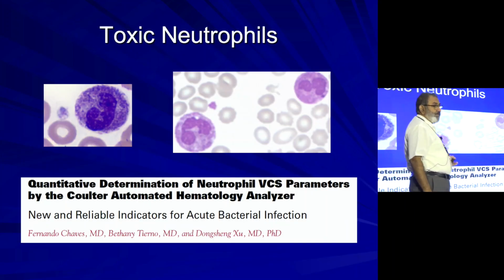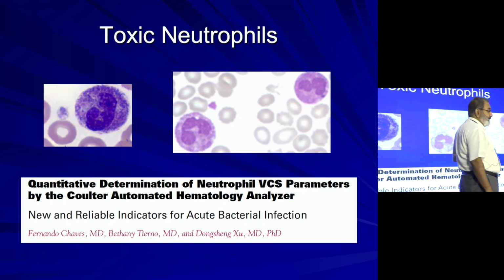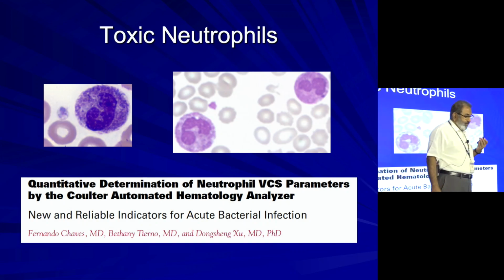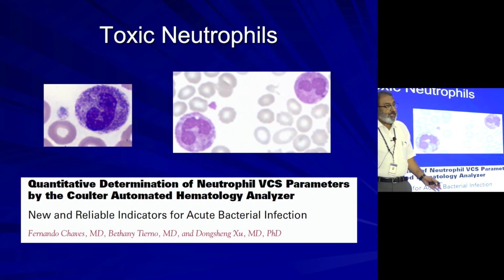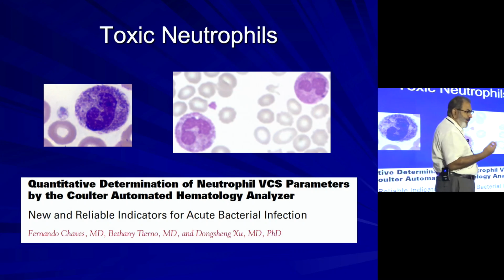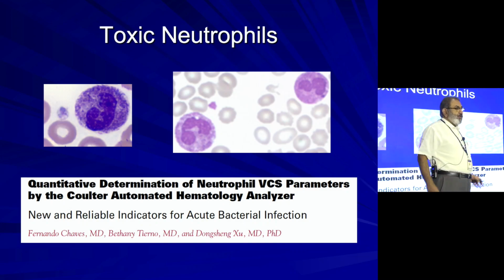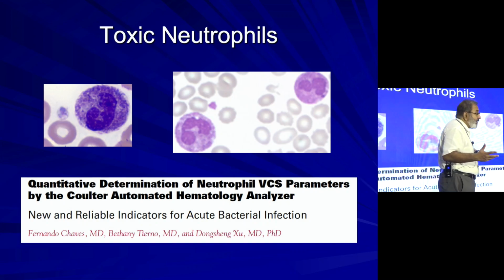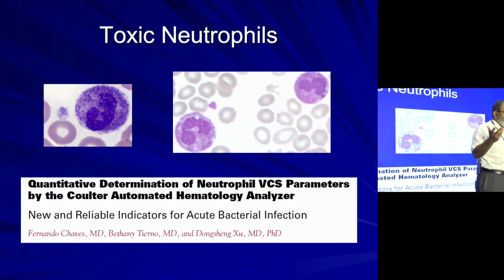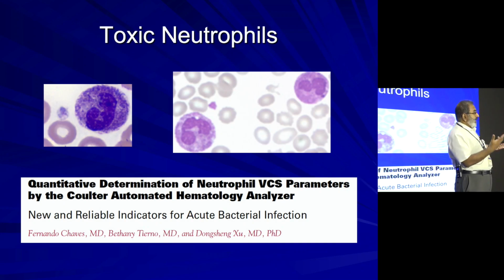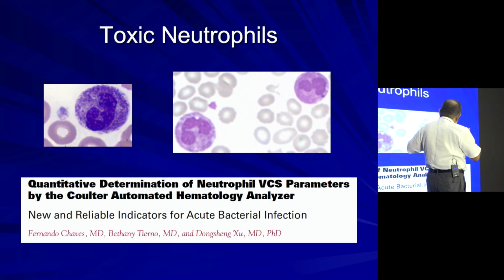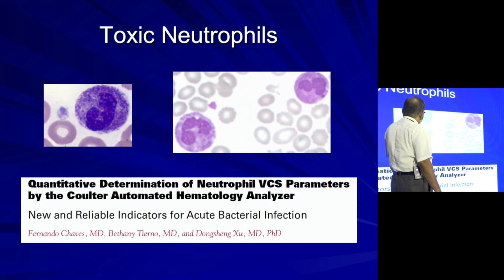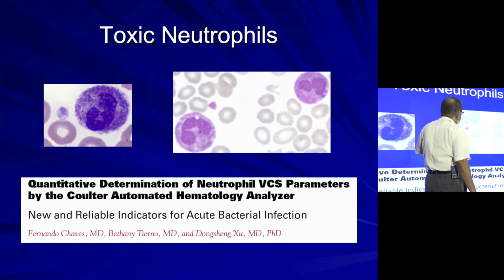This is Dr. Raymond's student. In fact, now he is Raymond's boss also in Coulter. Fernando Chavez, he was doing his MD, when we do MD pathology. So they said that in sepsis, toxic change happens. What is toxic change for us? More granules. So more granules means in a cell counter there should be more scatter. So they did a study using a cell counter to find out whether they can identify toxic change.